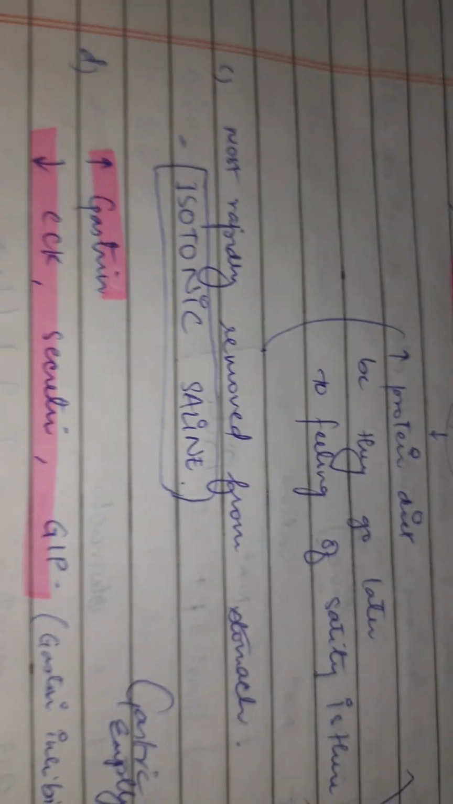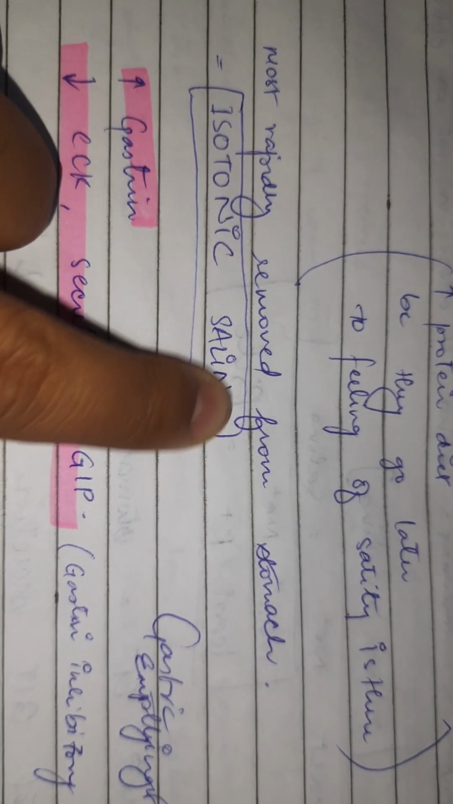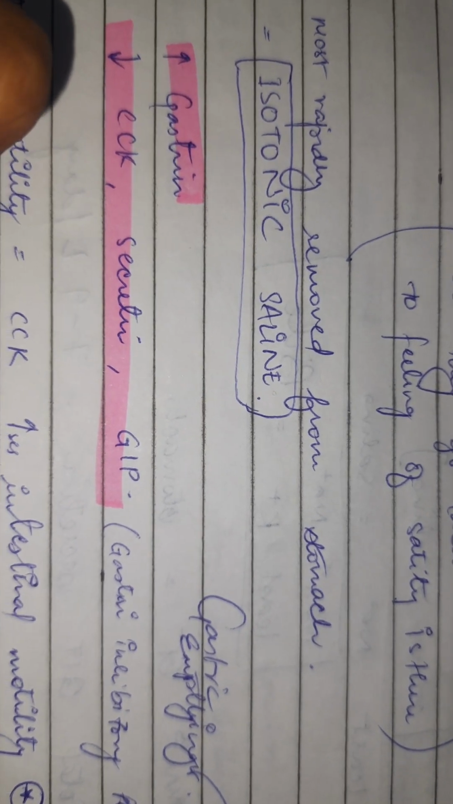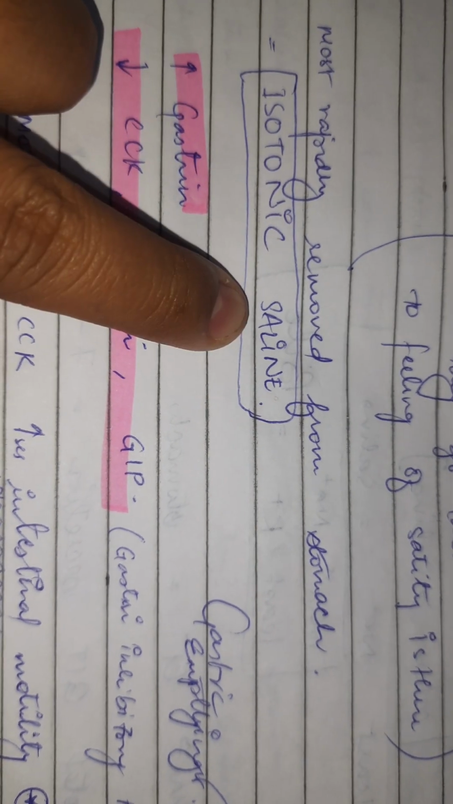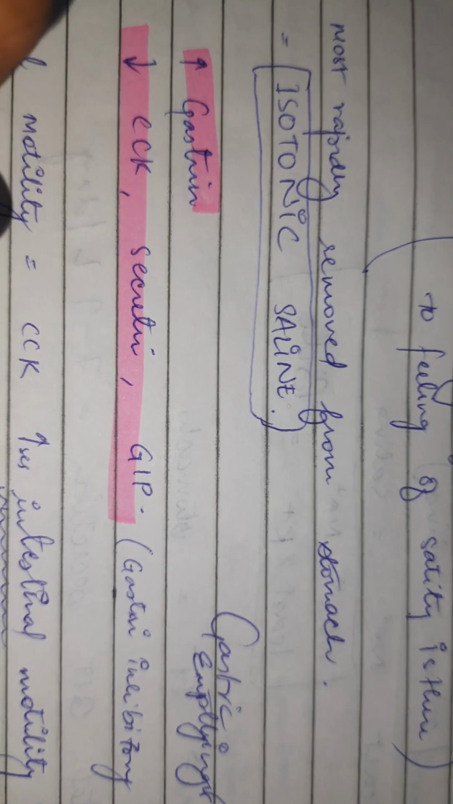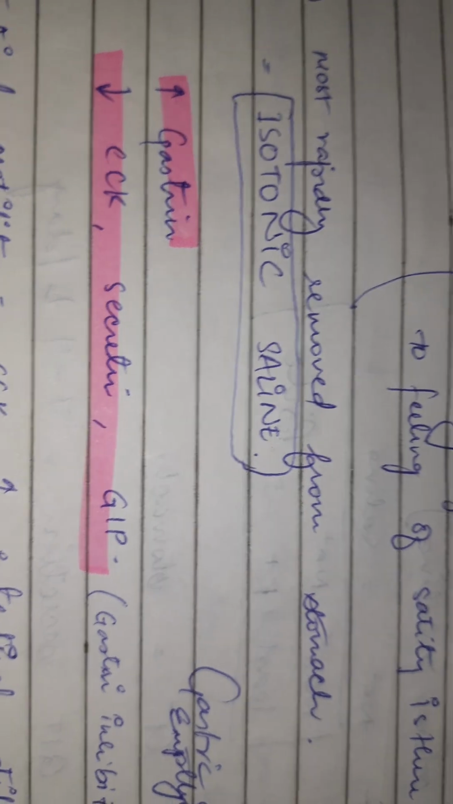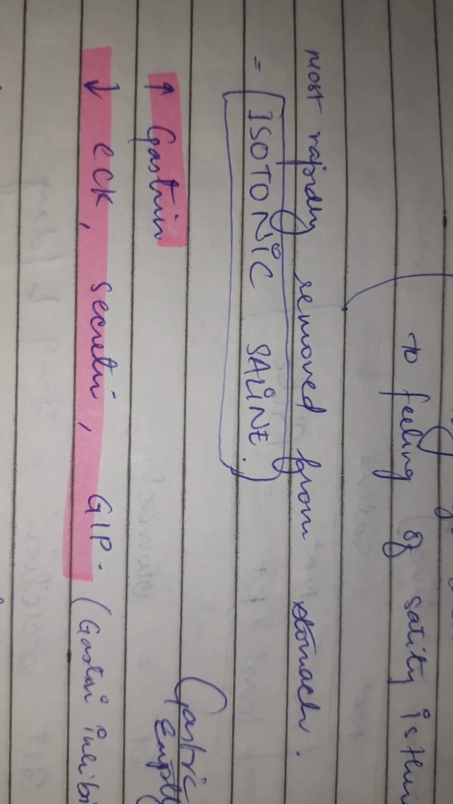Then the most rapidly removed from the stomach is isotonic saline. This is removed or digested first. If we have taken isotonic saline, it will be most rapidly removed.